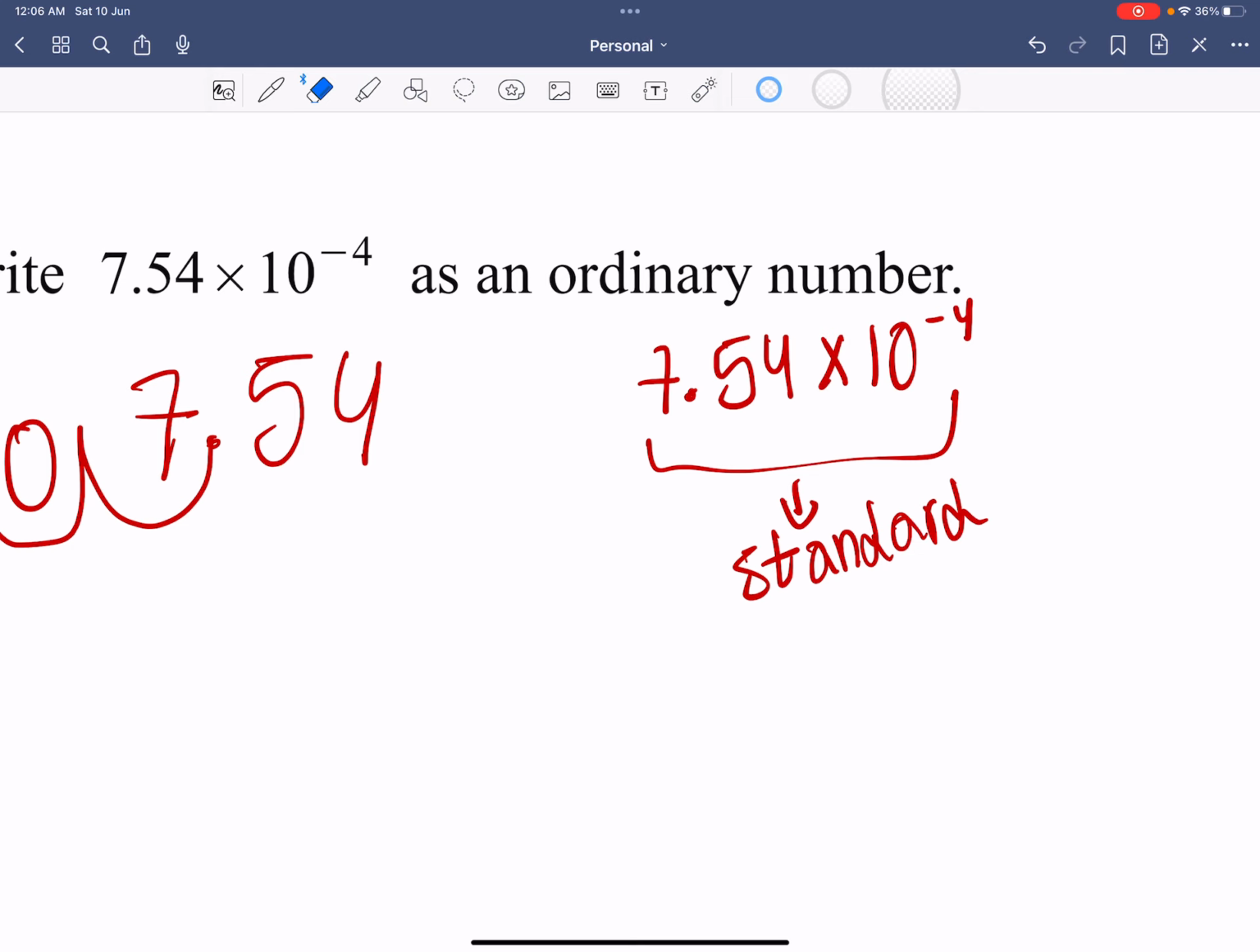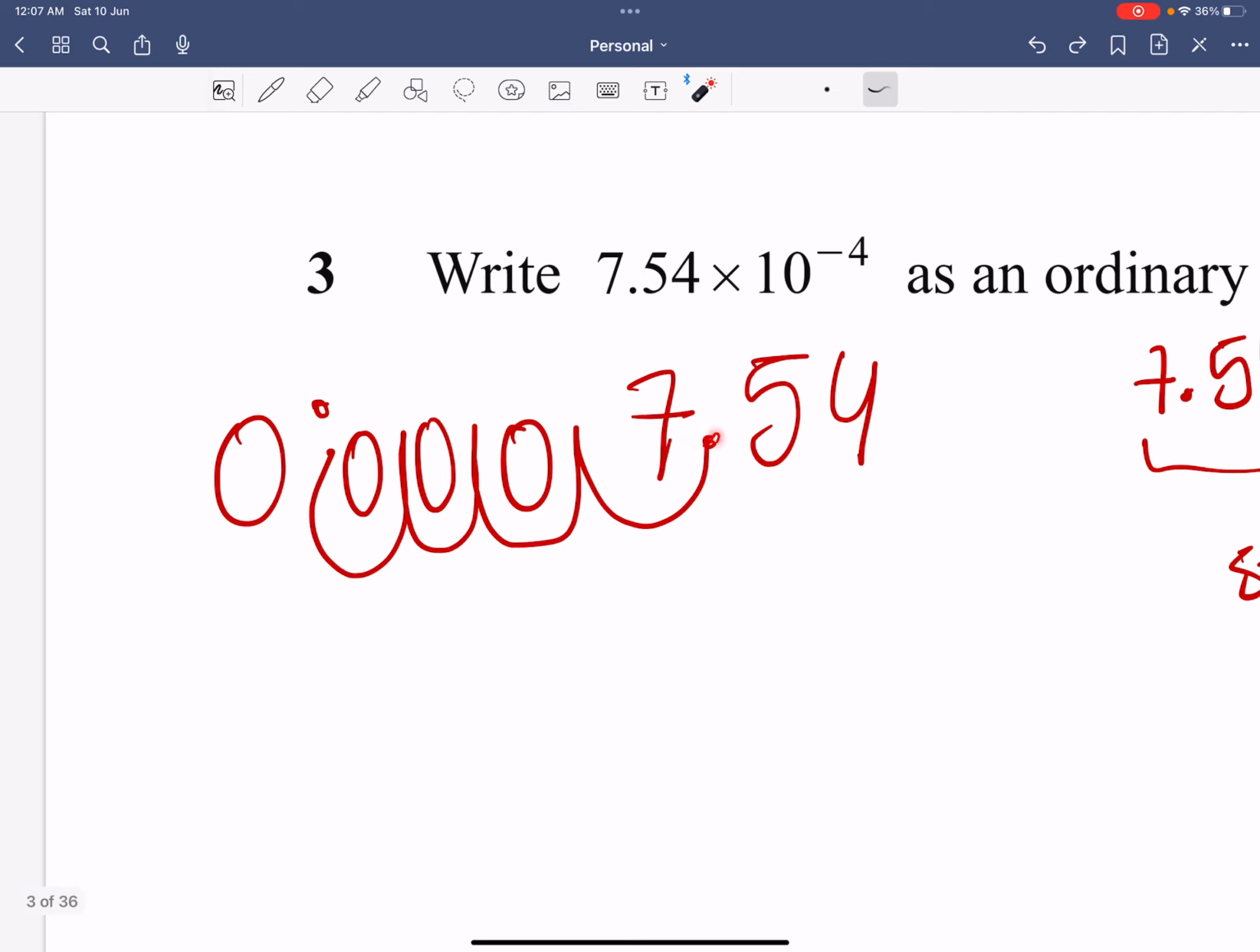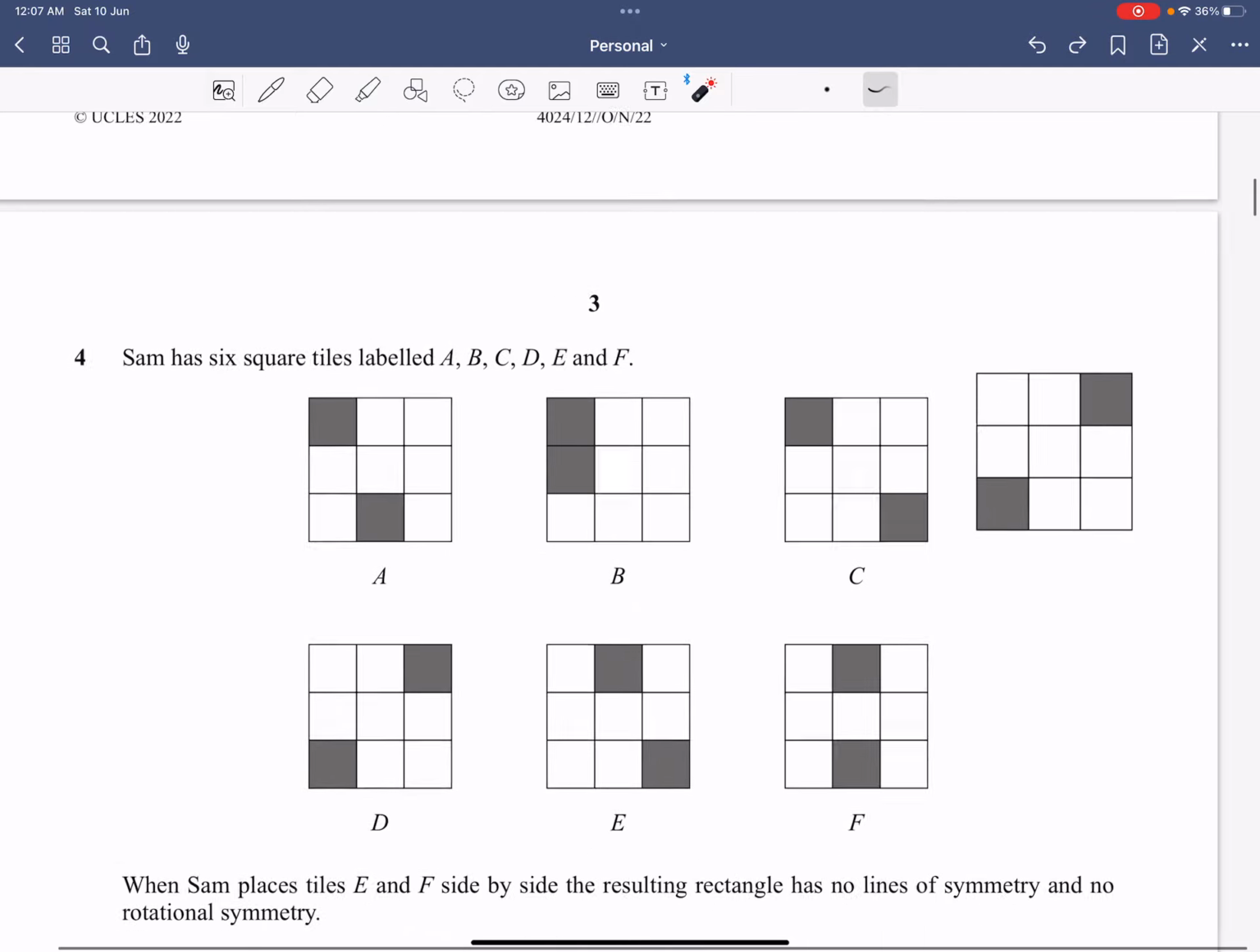So how will we figure out if you have to move the decimal to the right or to the left? So if the power is negative, then we'll move the decimal to the left, and the power will tell us how many places we have to move. So if the power is minus 4, we'll move 1 2 3 and 4 spaces to the left. But if the power was positive 4, we would have moved 1 2 3 and 4, which is 4 spaces to the right. Right, now on to the next question.